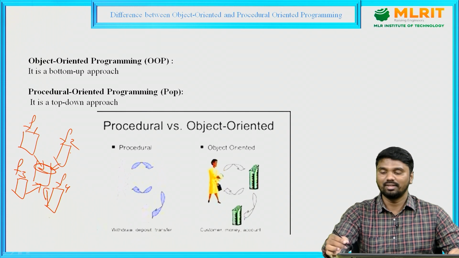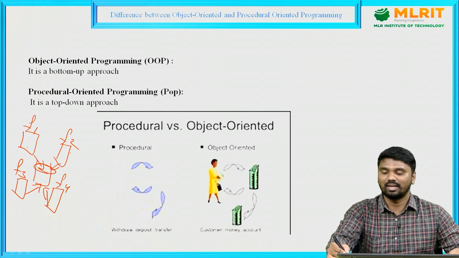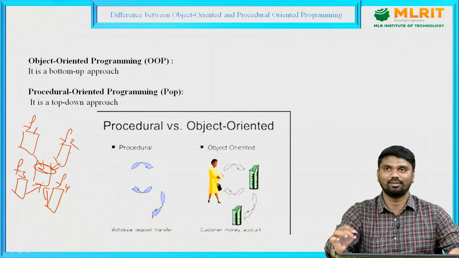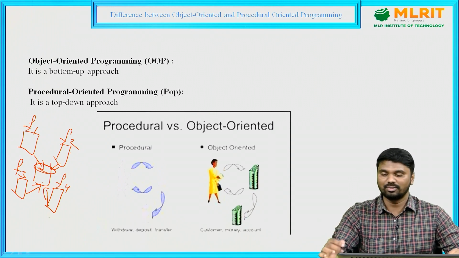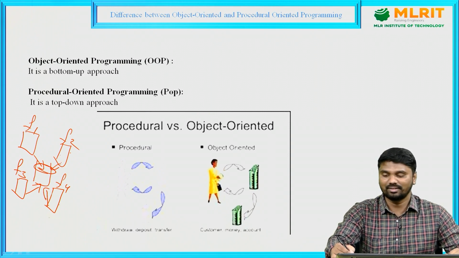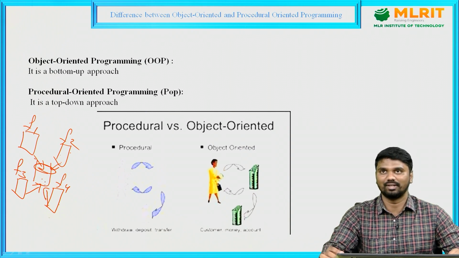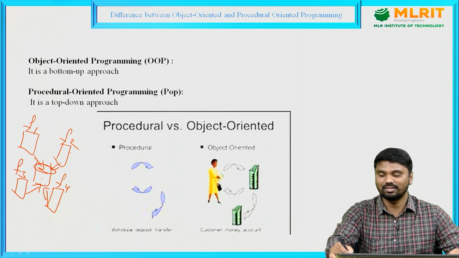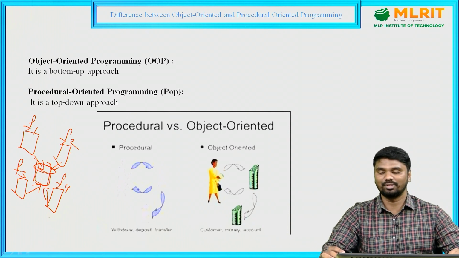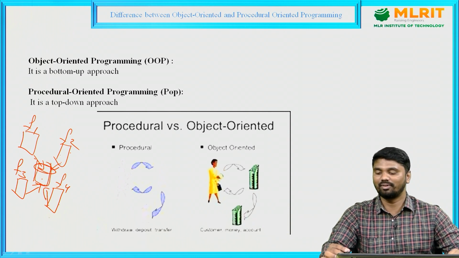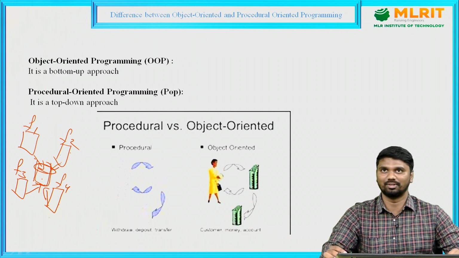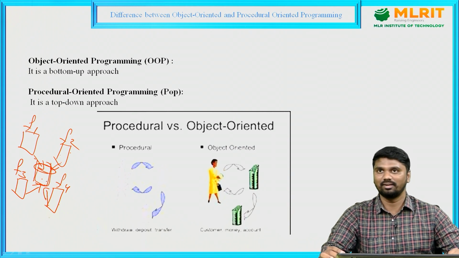It means that F1 function can access F2 function data, F3 function data and F4 function data, and also F2 function can access F1 function data, F3 function data, F4 function data. So this is the lack in the procedure oriented programming language. This is one of the limitations or drawbacks in procedure oriented, because all functions of the application are sharing the global database.